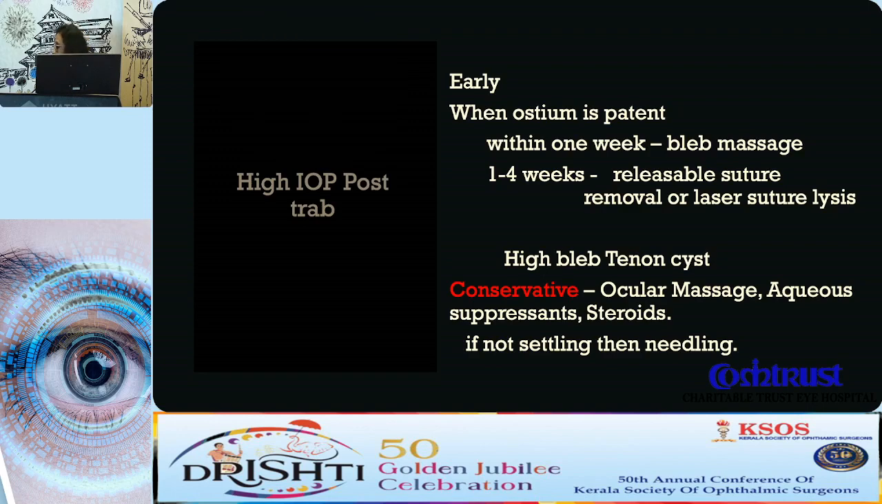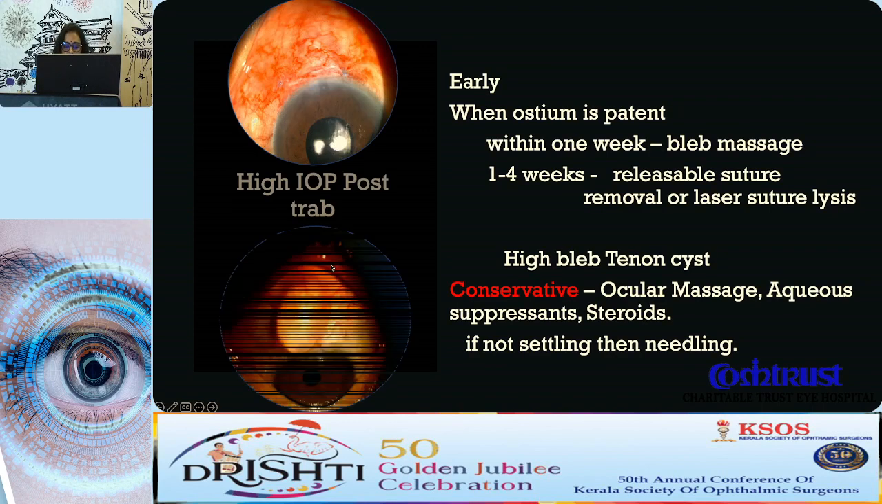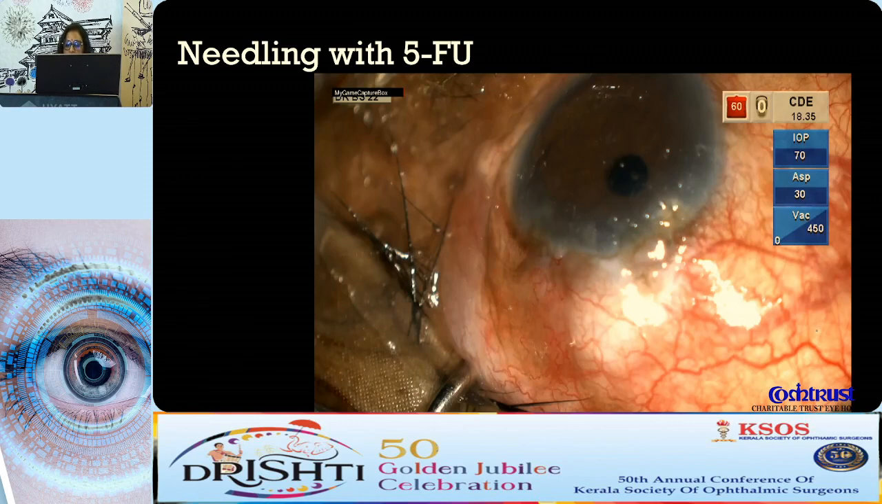Within 1 to 4 weeks, you do the releasable suture removal. And if it is a cystic bleb in the early stage, you do conservative management with ocular massage, give aqueous suppressants and increase the steroids. But if it is not settling, then we'll have to go and do the needling.